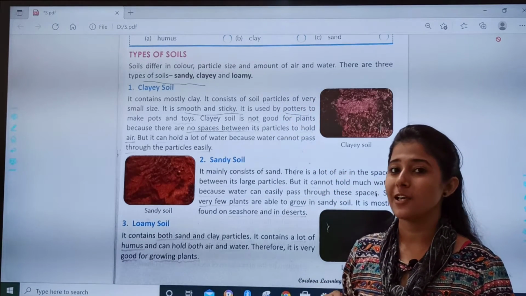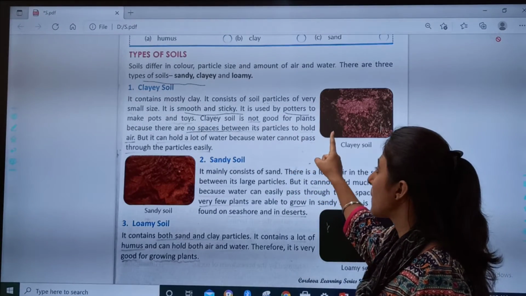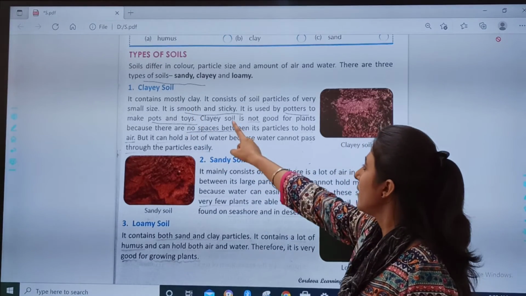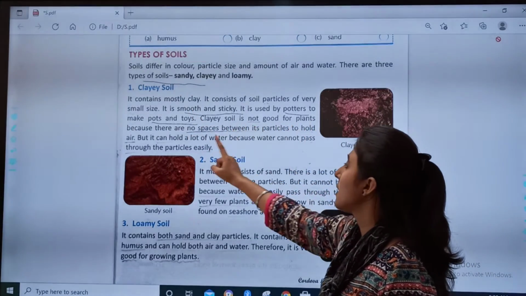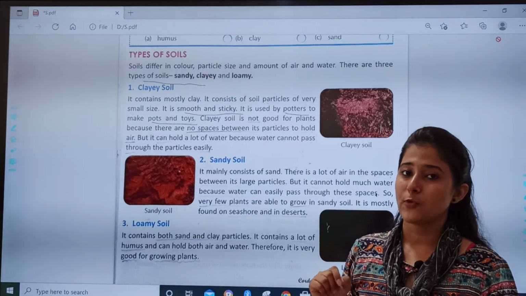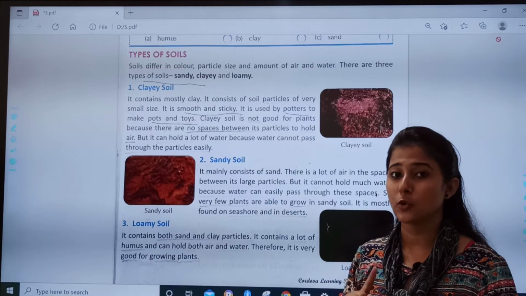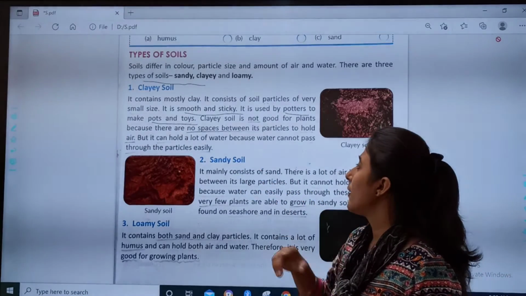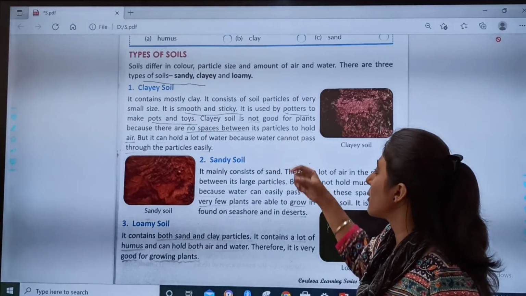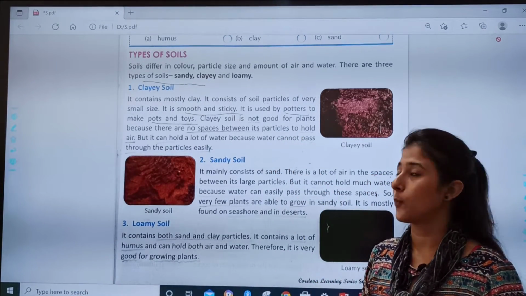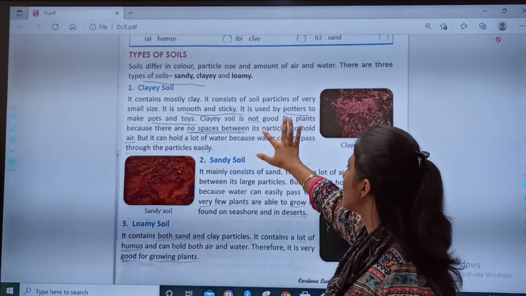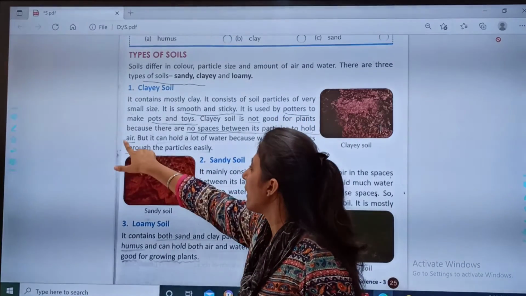Important point if you ask the uses of clay soil: it is used by potters to make... Potters क्या बनाते हैं? Pots and toys. Clay soil is not good for plants because there are no spaces between its particles to hold air. Now if you are asked, is clay soil good for plants? No. क्यों? क्योंकि उसमें there are no spaces between the particles to hold air. For a good plant we need some air, but in clay soil there is no presence of air. So it's not good for plants, and the reason is no space between its particles to hold air.